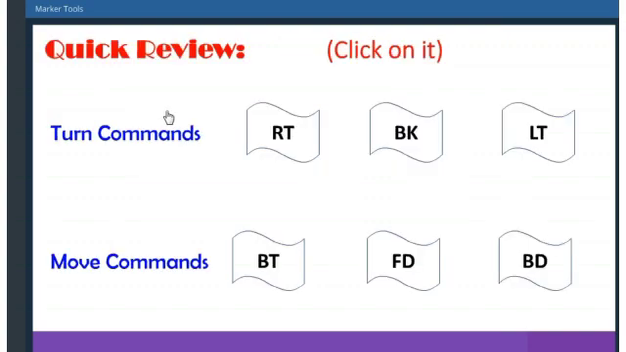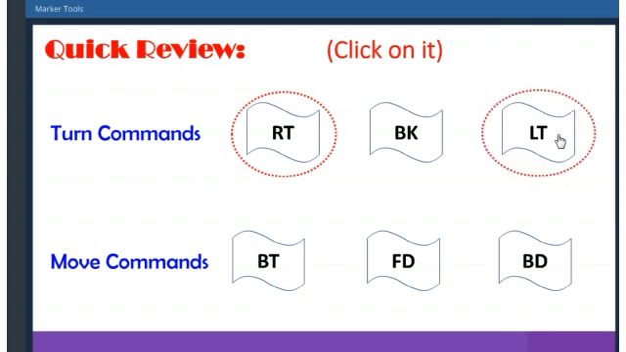Okay, next. Shall we do a quick review? For the turn commands, what are the commands? RT, BK, LT. Which one is for turn? RT and LT. Right, because BK is a move command. Good. Then for the move commands, what are they? Not RT, but forward. Right? This is a move command.